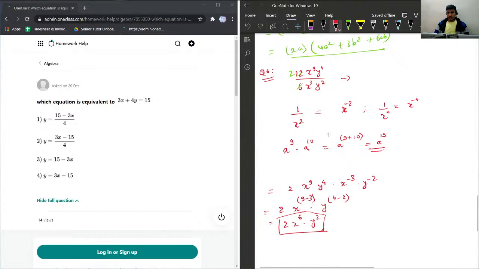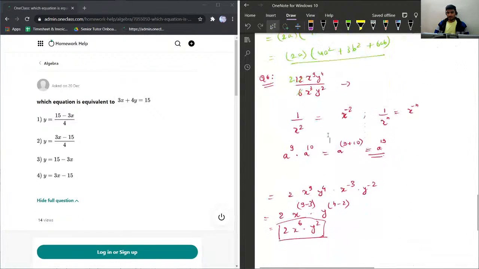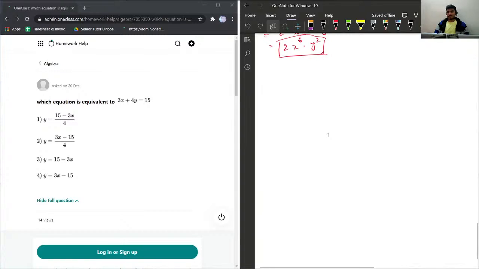So this one is question number 7. Now I will use black pen. We need to find the equivalent expression. The expression given here is 3x plus 4y equal to 15, and we can see that it is to solve for y.